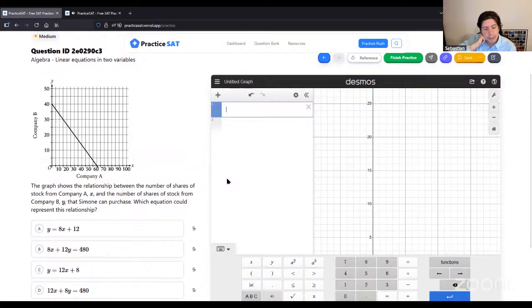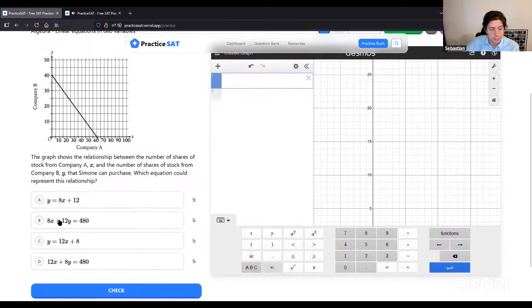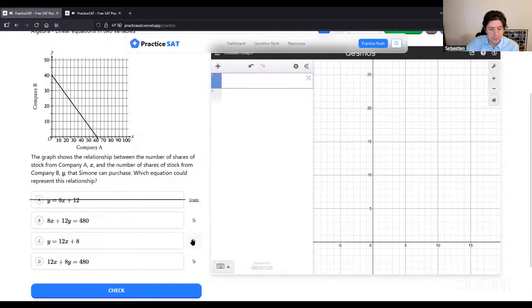The graph shows the relationship between the number of shares of stock from company A, X, and the number of shares of stock from company B, Y, that someone can purchase. Which equation could represent this relationship? Y equals 8x plus 10, that would be going up. That doesn't work. Y equals 12x, that's also not going to work. So it has to be these because this will give a negative slope.